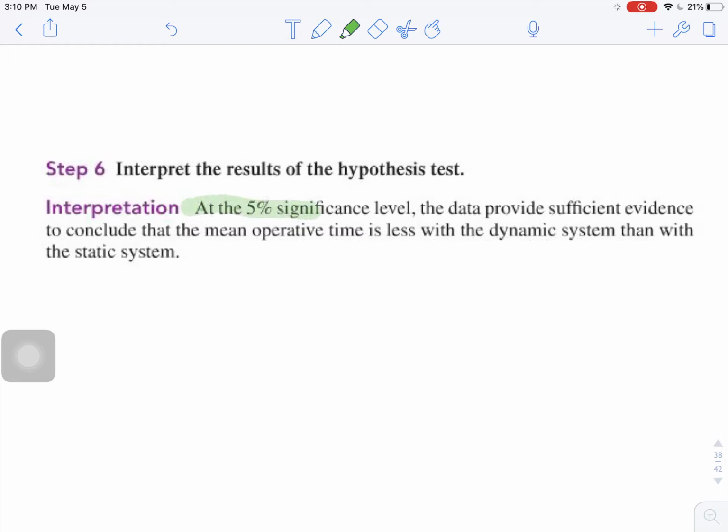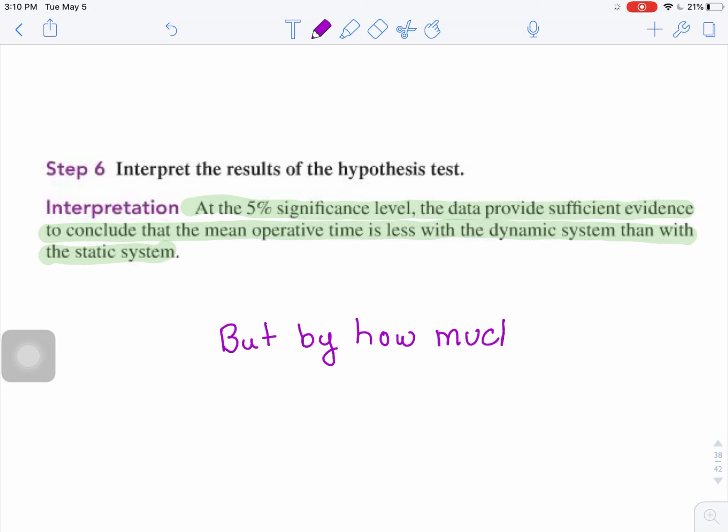So here's that interpretation. At the 5% significance level, the data does provide sufficient evidence to conclude that the mean operative time is less with the dynamic system than with the static system. So now the next thing we have to ask is, but by how much?